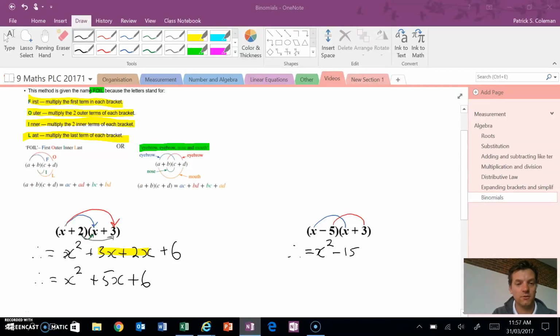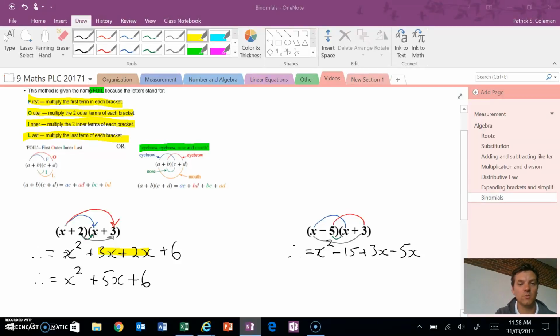Okay, now we're going to draw a mouth on our face. So we're taking the two outside terms, so x times 3. So that's going to be plus 3x. And then we're going to draw a nose. So we're looking at going from our two inside terms. So -5 times x, so that's going to be minus 5x.